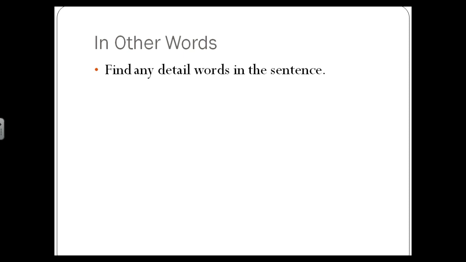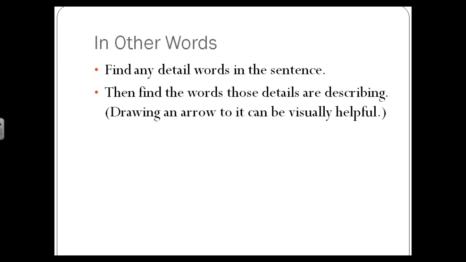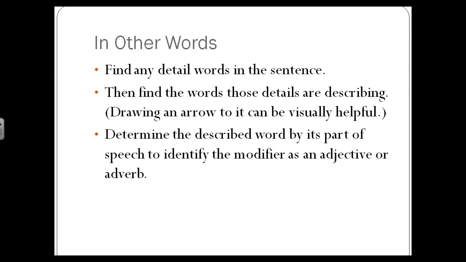In other words, start by finding any detail or describing words in a sentence. Draw an arrow to those words they're describing. And just figure out by part of speech what that word is that the arrow is pointing to. And that will tell you, according to your definitions, whether that word that the arrow is coming from is an adjective or an adverb. One example is that silly superstitions sneak into common conversations.